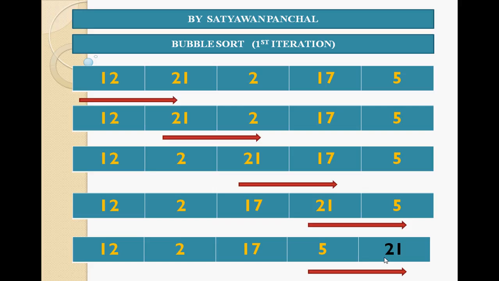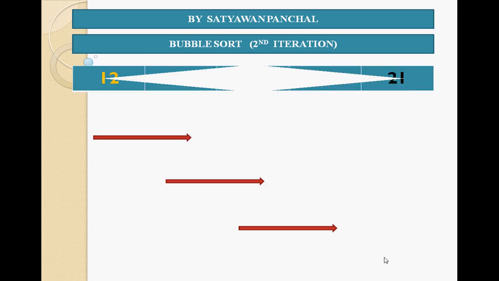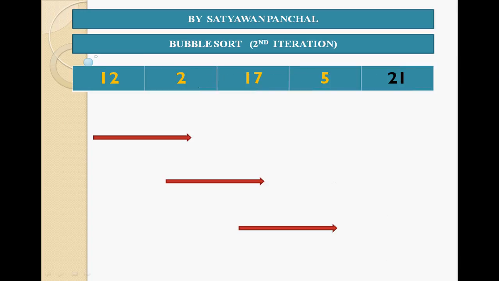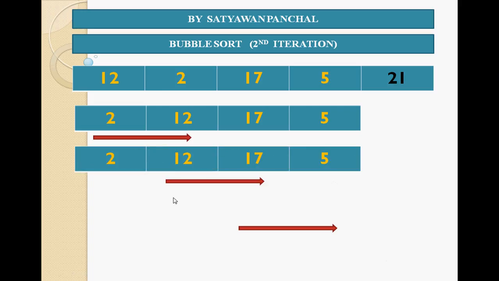Okay, next we come to the next iteration, and this is the result we got from the last iteration. 21 has been settled. Now we will leave 21 behind, and we will work with the remaining elements, that is positions 0, 1, 2 and 3. So the steps in this iteration will be as follows. 2 will be compared with 12, as 12 is a heavier element, it will be on the right side, and next 12 will be compared with 17. 17 is already heavier, so it will be on the right side.